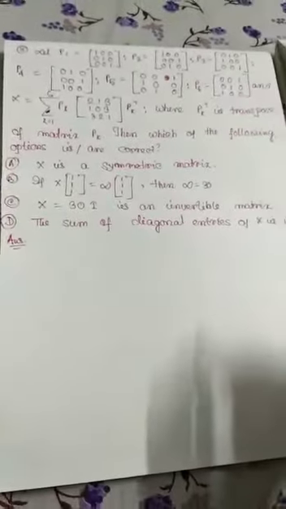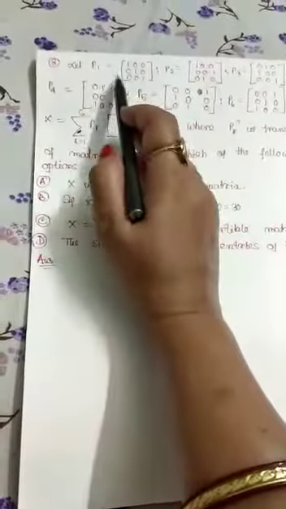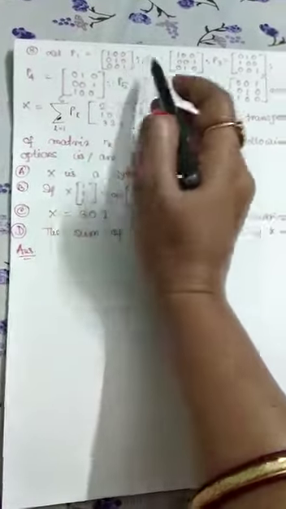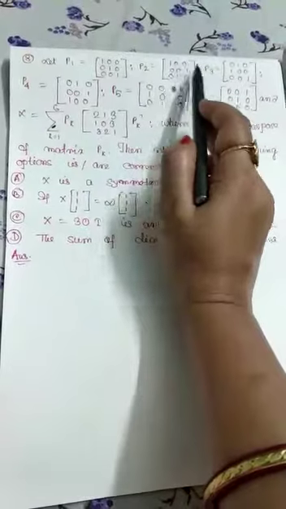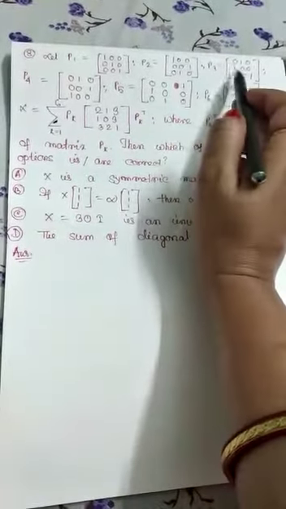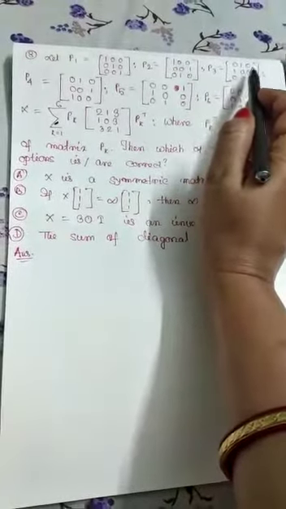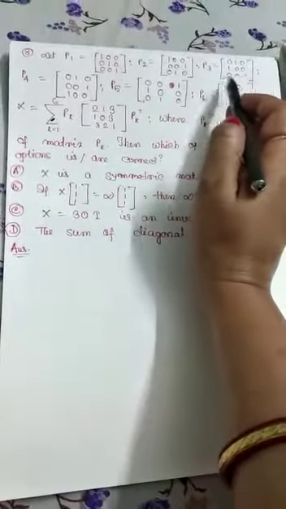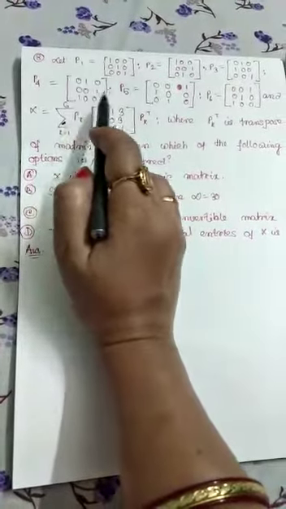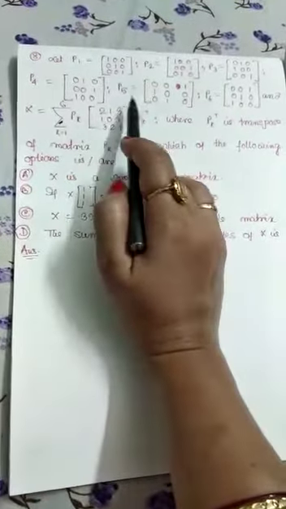Starting with question number 8. Let P1 is equal to the matrix 1 0 0, 0 1 0, 0 0 1. P2 is 1 0 0, 0 0 1, 0 1 0. P3 is equal to 0 1 0, 1 0 0, 0 0 1. P4 is equal to 0 1 0, 0 0 1, 1 0 0.